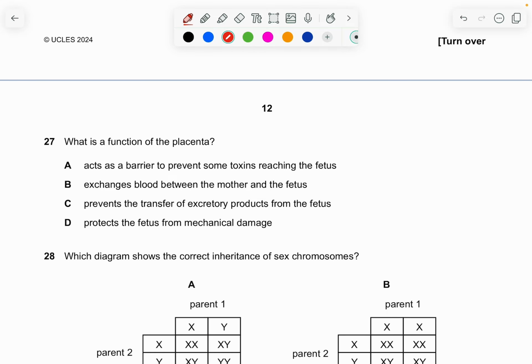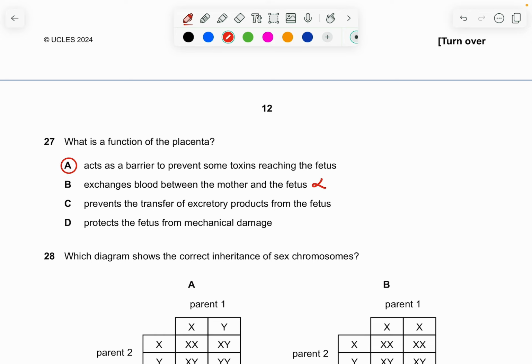Question 27. What is a function of the placenta? It acts as a barrier to prevent some toxins reaching the fetus. This is already the correct answer. But let's see why the others are wrong. Exchanges blood between the mother and the fetus. This is not really the answer.